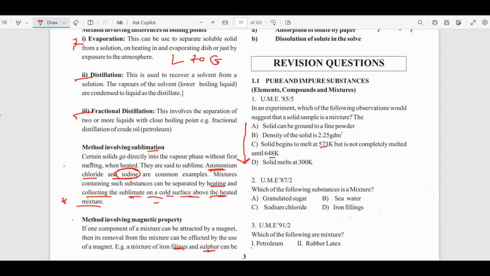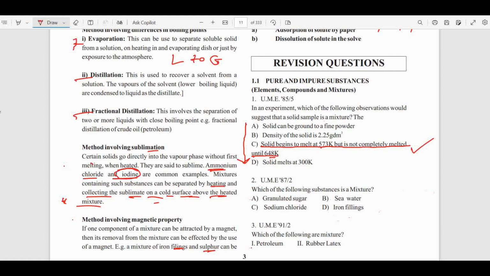So how do you know a mixture? Remember, a pure substance has a definite melting point, but a mixture doesn't have a precise melting point, meaning a mixture will melt over a range of temperature. So if the solid begins to melt at 573 Kelvin, but is not completely melted until 648 Kelvin, then it implies that this solid is impure. And the answer to that question would be option C.